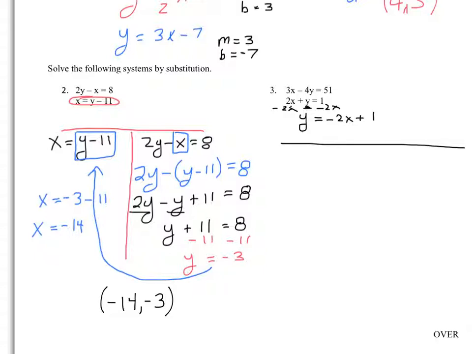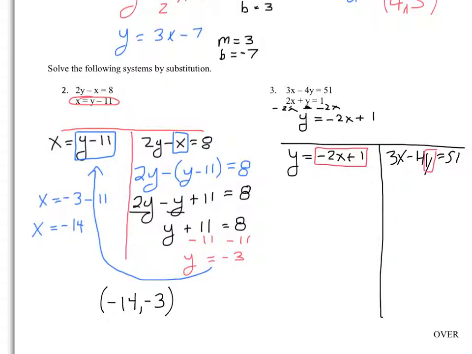So now to the chart, that new isolated equation goes on the left, and the other equation, 3x minus 4y equals 51, goes on the right. So I'm going to box the isolated part, negative 2x plus 1, and box the y on the other side because that's what that box is equal to.